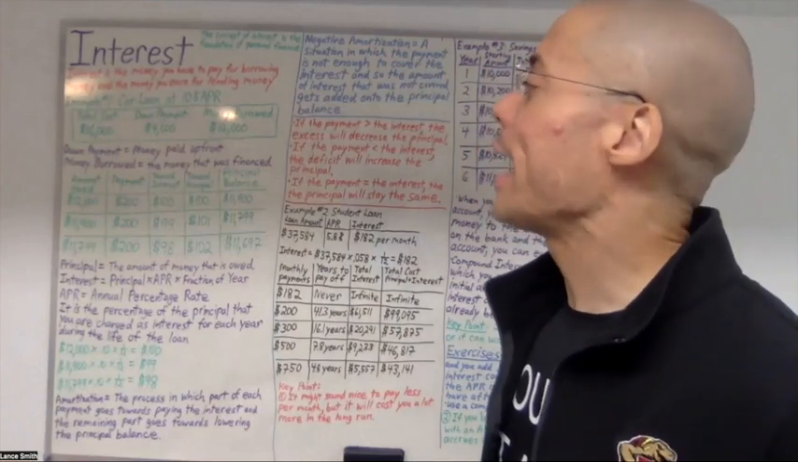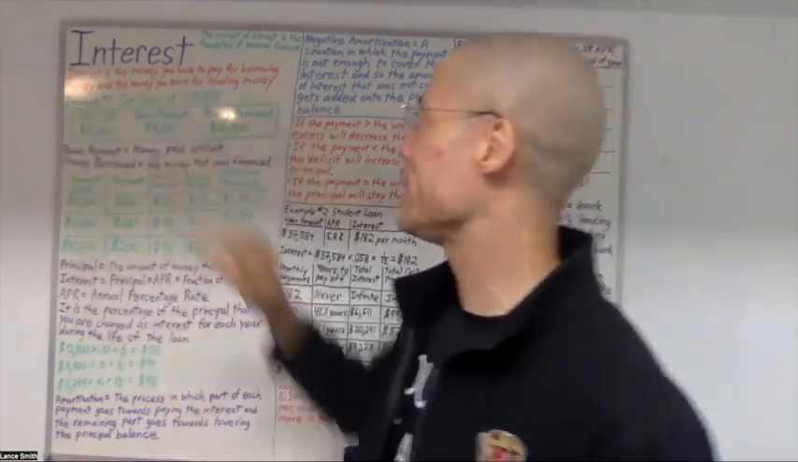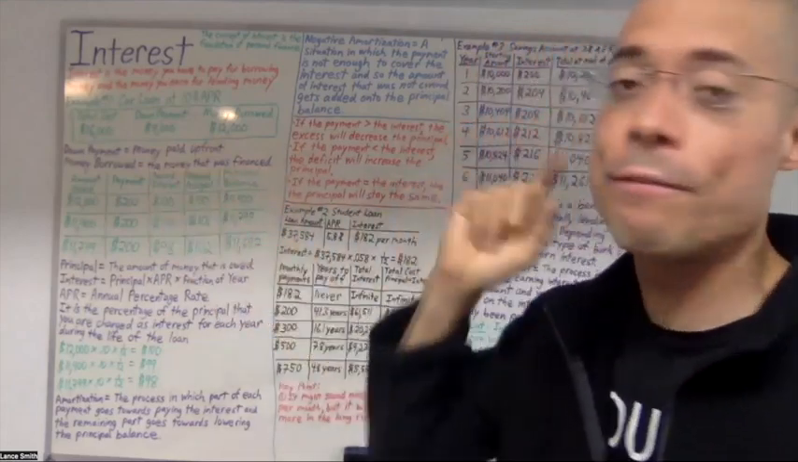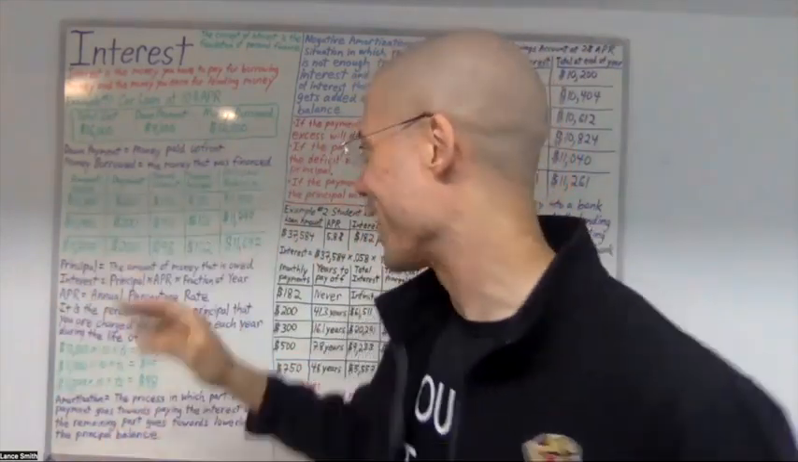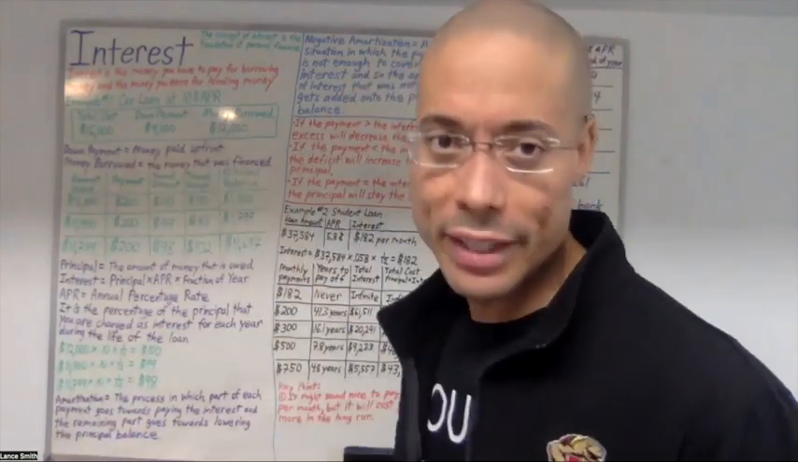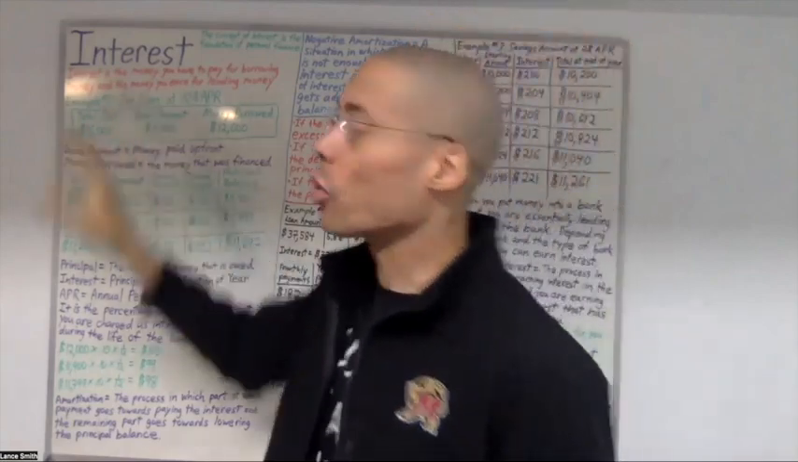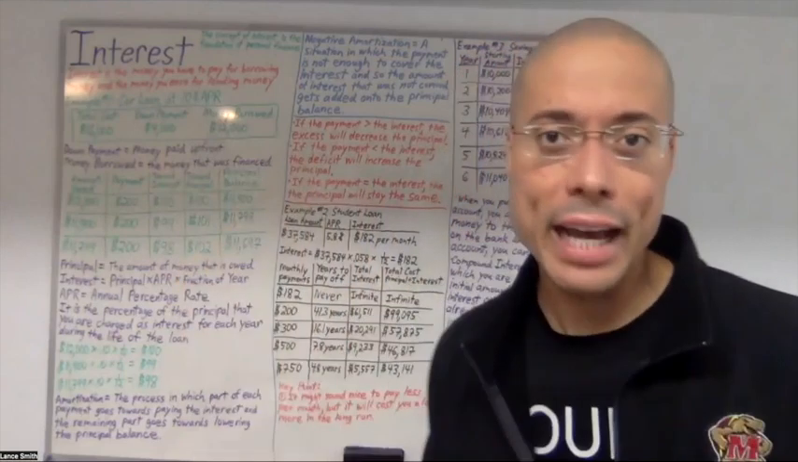Now, let's say that the total cost of the car is $16,000, and let's say they put a down payment of $4,000. Now, what does down payment mean? Okay, down payment is the money paid up front. So total cost of the car $16,000, the down payment $4,000.